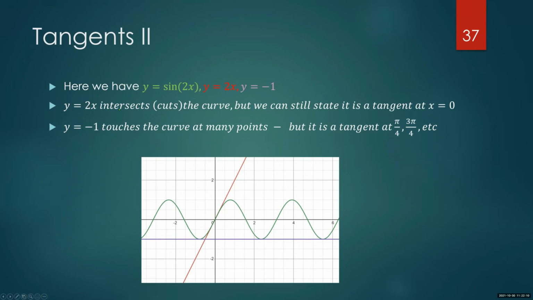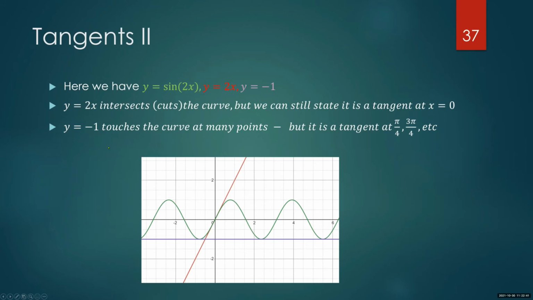Now, y is equal to 2x cuts the curve, but we can still state that it is a tangent at x is equal to 0, because when we differentiate sine of 2x, we get 2 cos 2x. And when x is equal to 0, the value of the slope at 0 is 2. And so even though y is equal to 2x cuts through the curve, it is a tangent at that point.